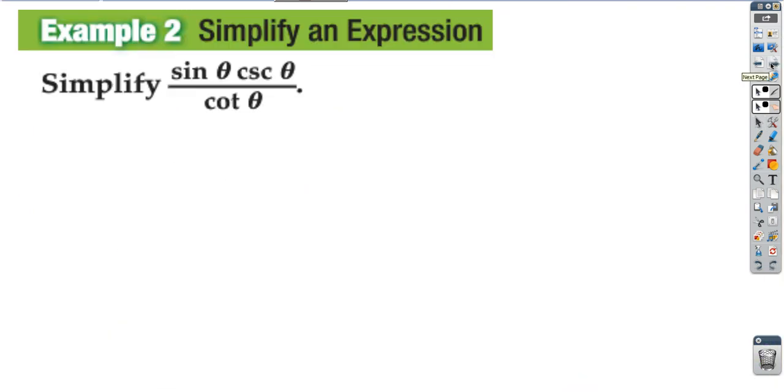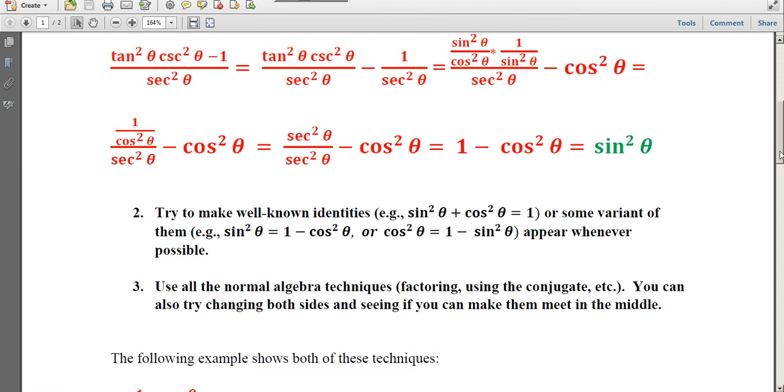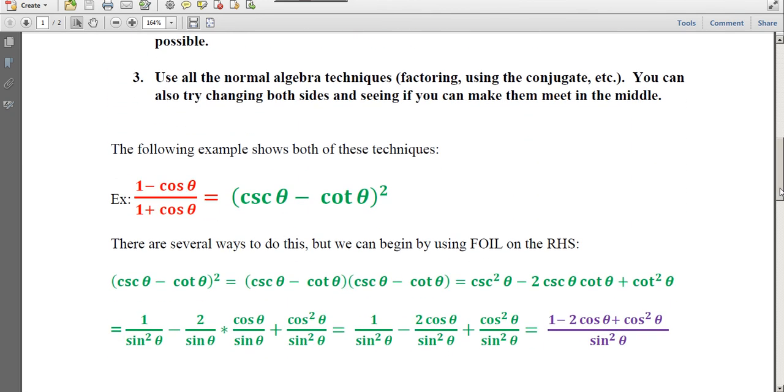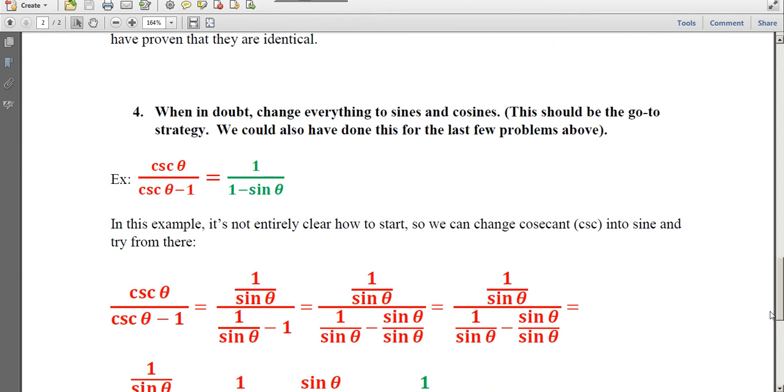Alright, last thing we want to do in this section is learn how to simplify expressions. There's a chart that I made to help people with this, how to prove trig identities, and there's 4 basic strategies. We won't worry about strategy 1 or 2 yet. The one thing I want to say: when in doubt, use strategy 4. When in doubt, change everything into sines and cosines. That is your go-to strategy.